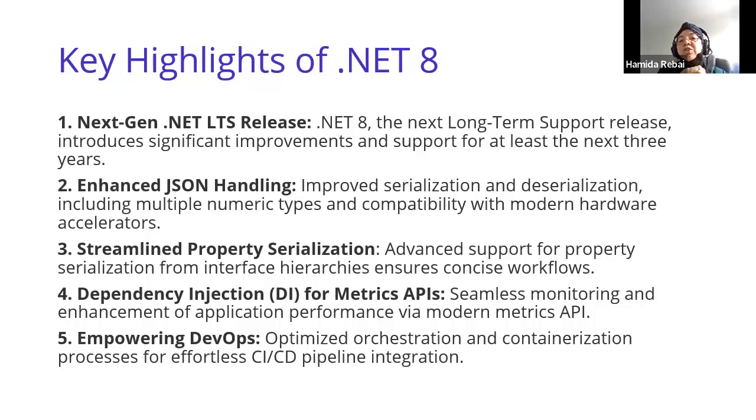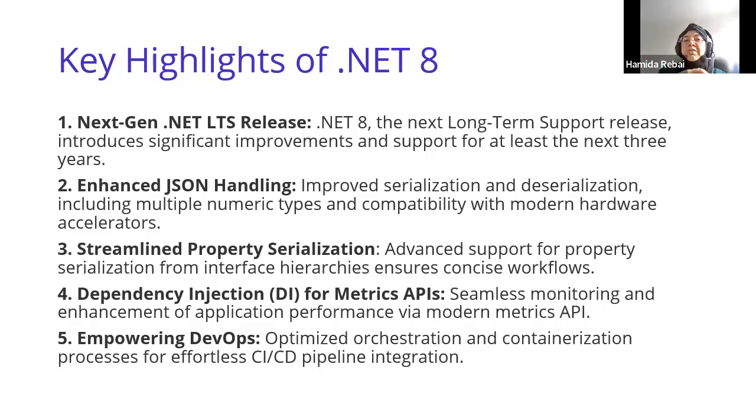Streamlined property serialization from interface hierarchies in .NET. Here we introduce advanced support for property serialization from interface hierarchies. It simplifies how developers manage complex data structures. We know sometimes the JSON file can be more complex, so this is another way to optimize complex data structures. This enhancement is crucial for maintaining concise serialization workflows and ensuring clarity and extensibility in your code, particularly across diverse application scenarios.